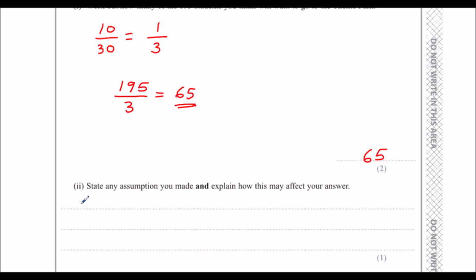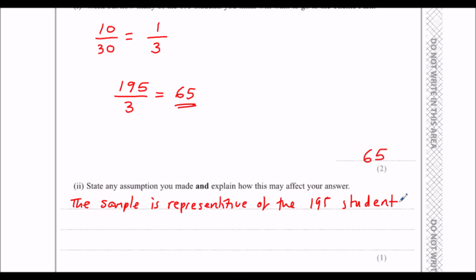So we've assumed the sample is representative of the 195 students. And how would this affect their answer? Well, if it wasn't, the answer would be wrong or not accurate. So if it wasn't, the answer would not be accurate or would be wrong.